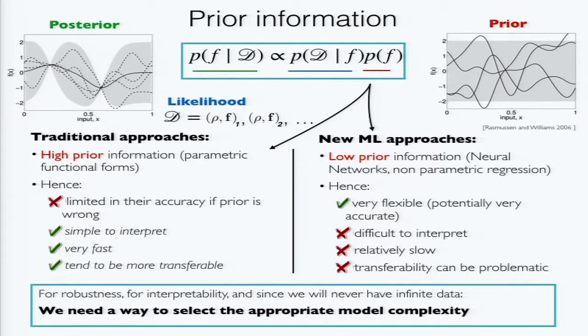But they can be interpreted, they are fast, and they tend to be more transferable. That is really key, because you do impose the physics by hand. You are able to do that. On the other hand, of course, machine learning approaches are great. You don't have to tune the parameters by hand, but you don't know what's really happening in it. And you should be careful when transferring it to new phases.